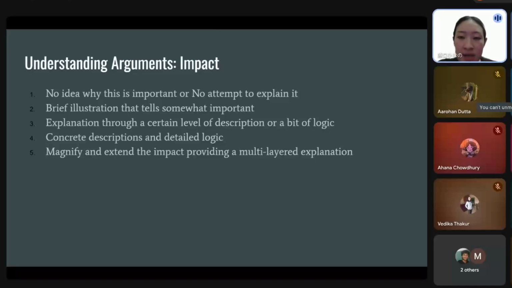The third thing is an explanation through a certain level of description or a bit of logic. So the example is that air pollution or water pollution leads to health problems. Desertification deprives people of farming.